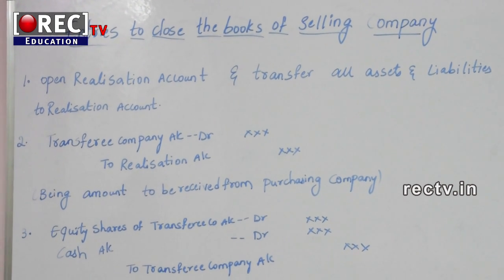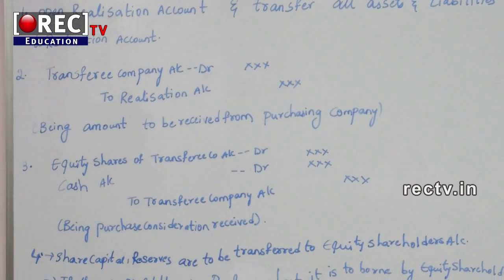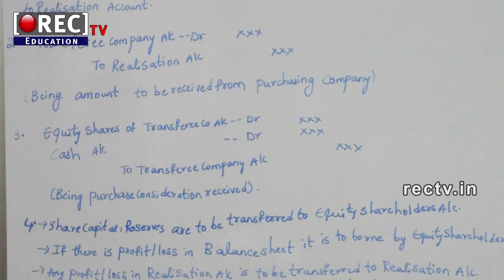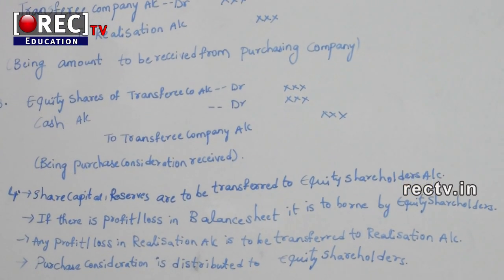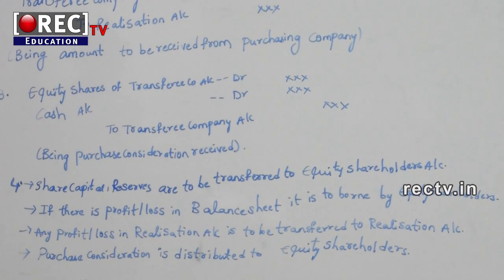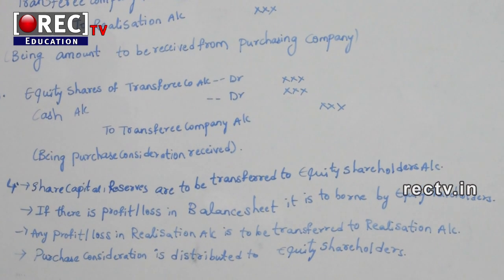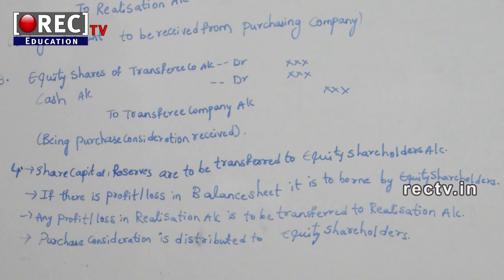Now the purchase consideration is received by the selling company from the purchasing company. The purchasing company is giving equity shares and cash to discharge the purchase consideration. So the entry is equity shares of the Transferee Company, that is the purchasing company account, and cash account to Transferee Company account.